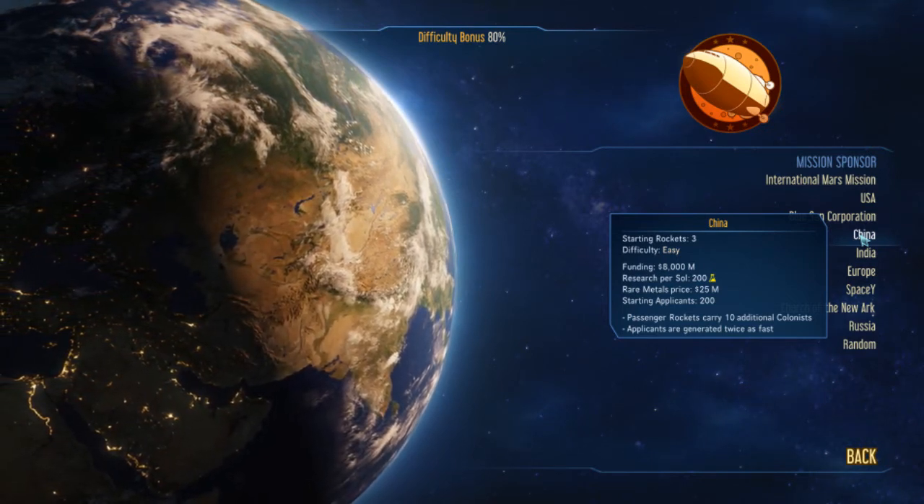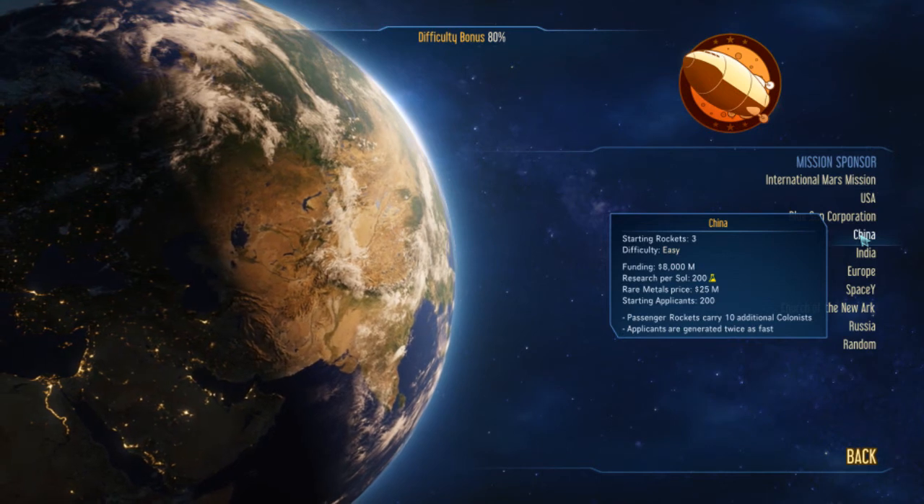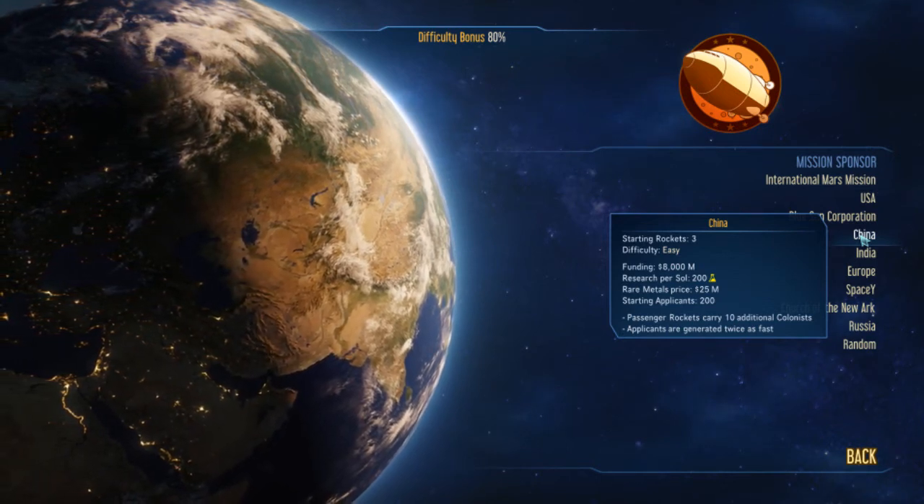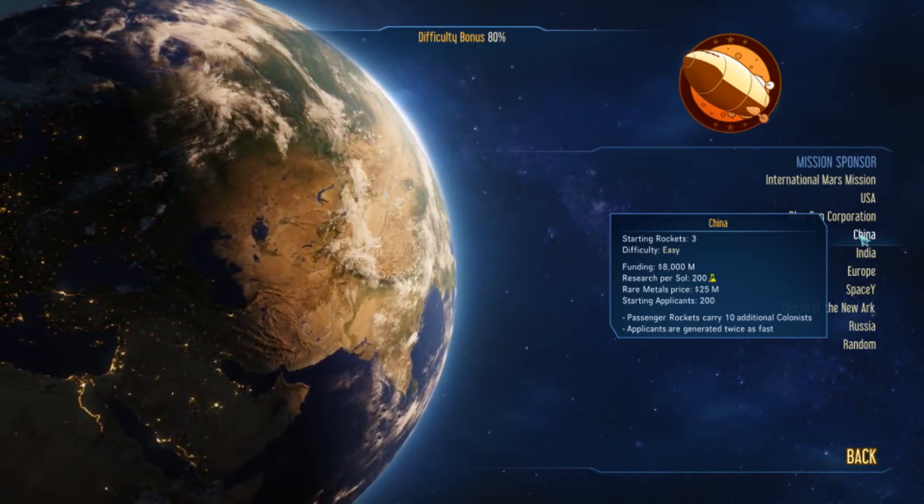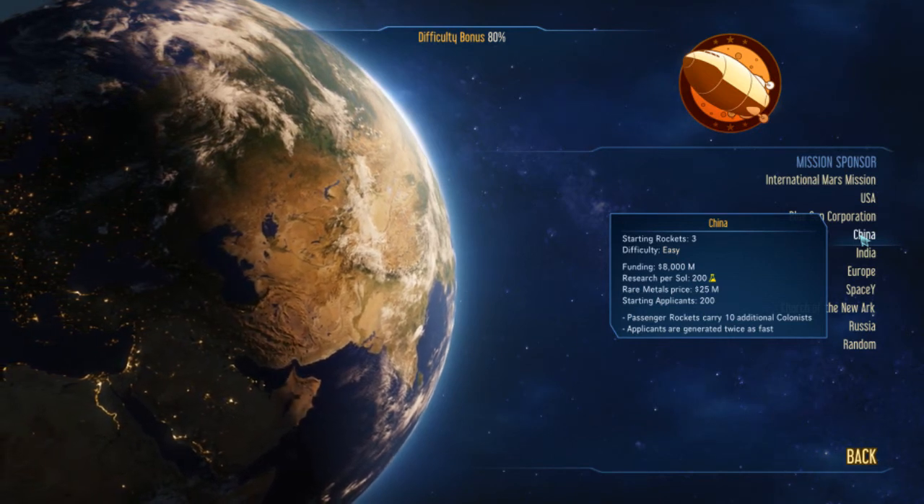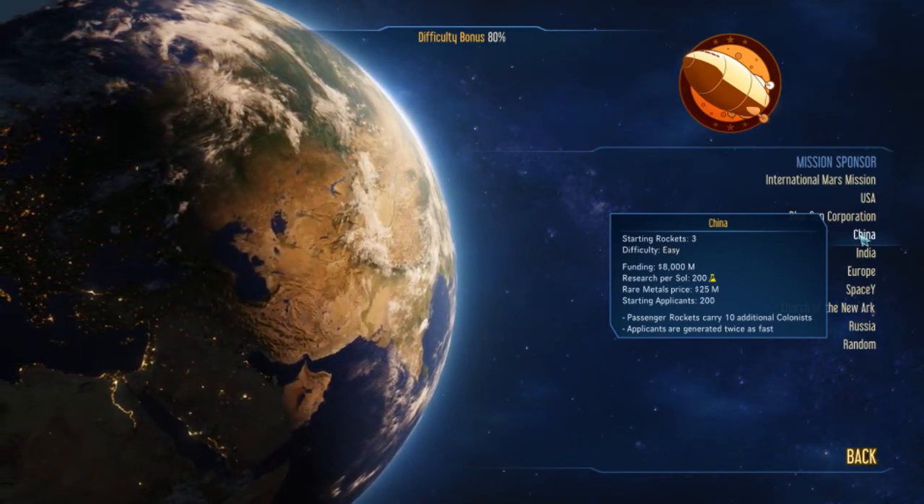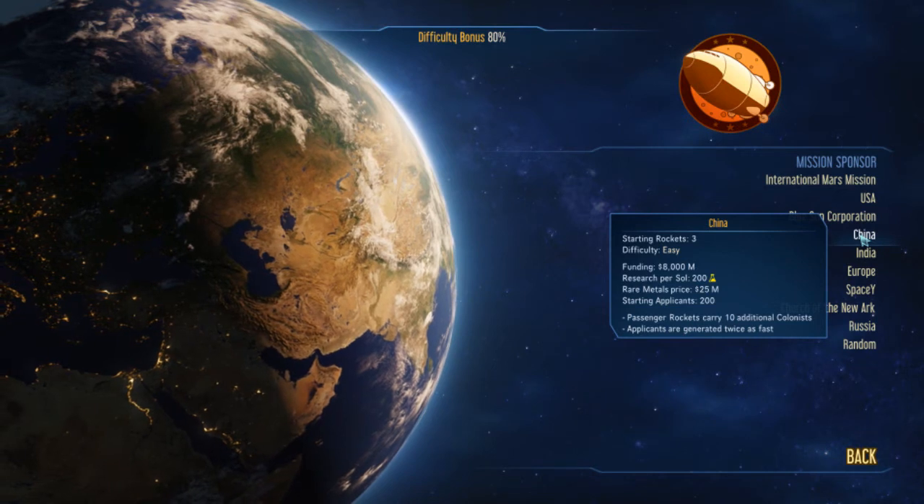The other thing, applicants are generated twice as fast. This is actually a really good bonus because it means that you're much more likely to get really high quality applicants with lots of good quality traits and with none of the negative traits, and that way you'll be able to ship off more celebrities and stuff like that into space.